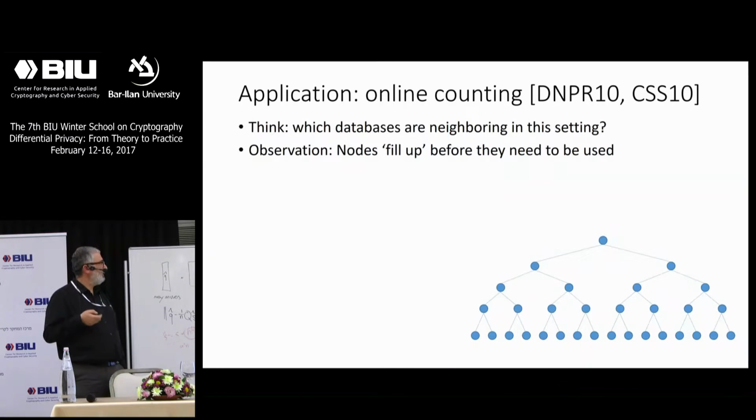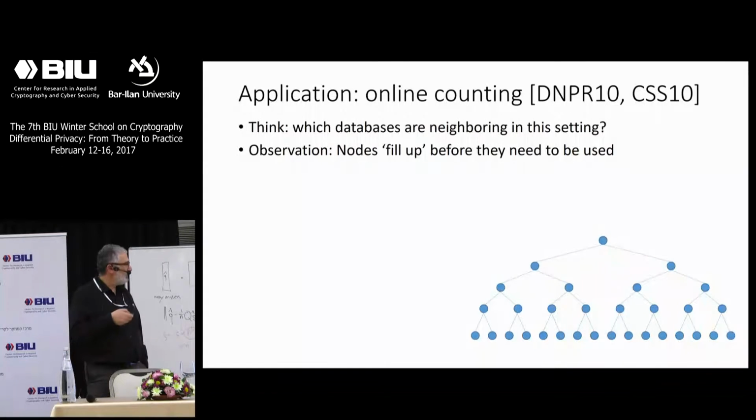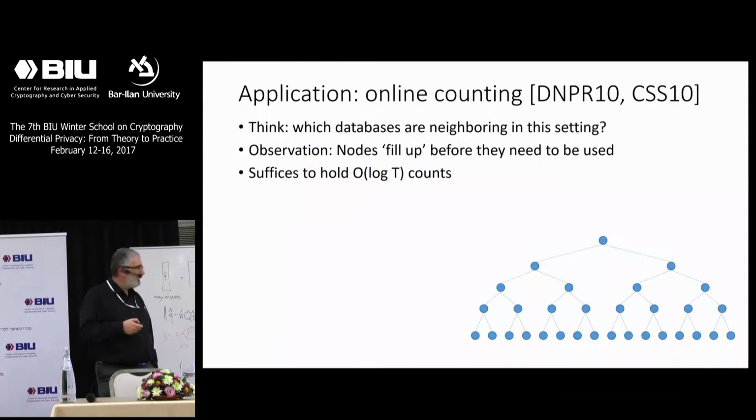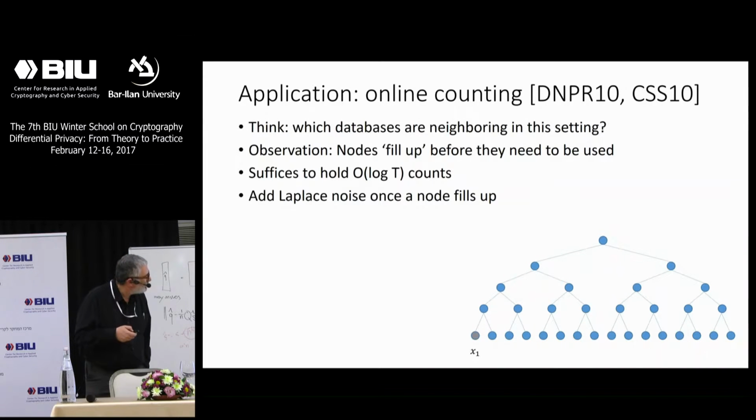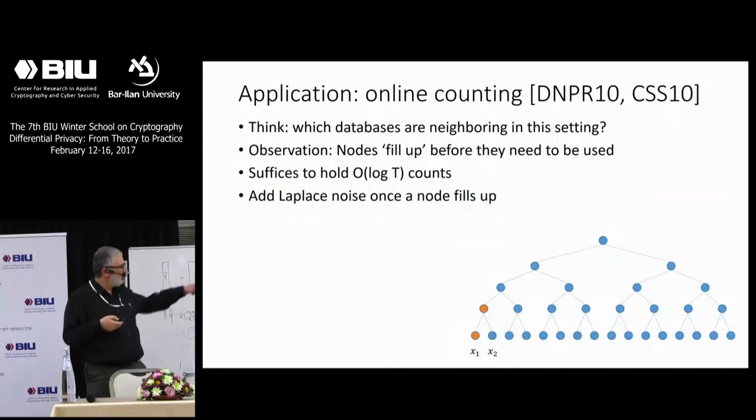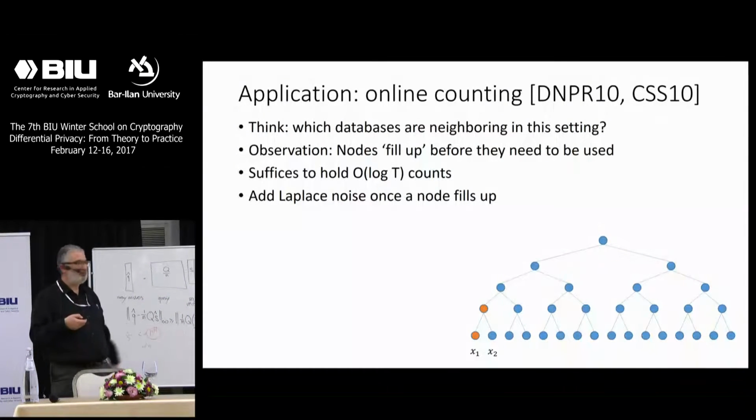But here's a simple technical observation. If we want to use the previous technique, we need to find these nodes that we add up to get the count, the answer to the threshold query. But note that nodes fill up before we need to use them. Here, we only need the first leaf in order to answer this, but it already is filled up. Now, after we see the second point, we only need that red point at depth one less than the leaves, but it's already filled up, and so on.